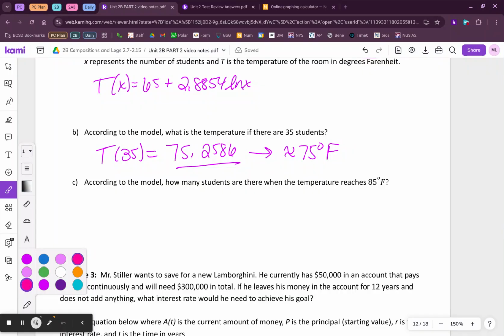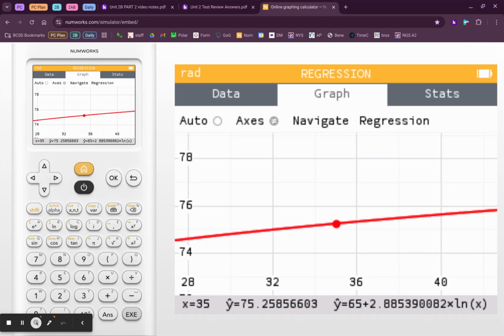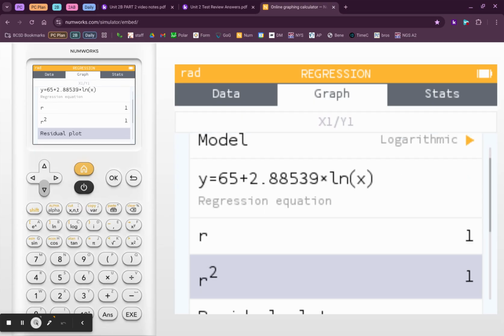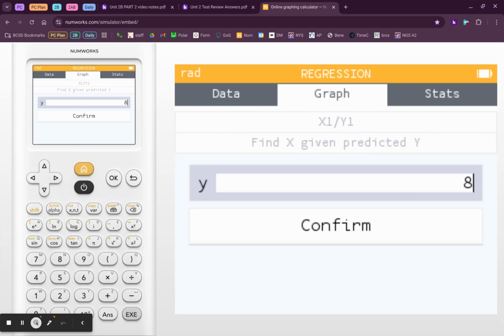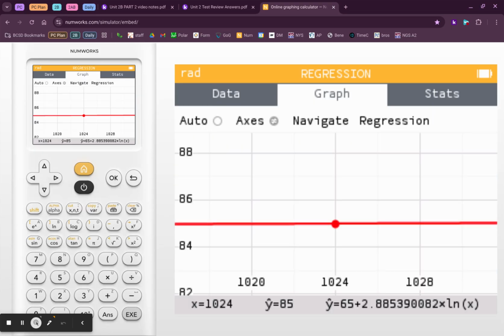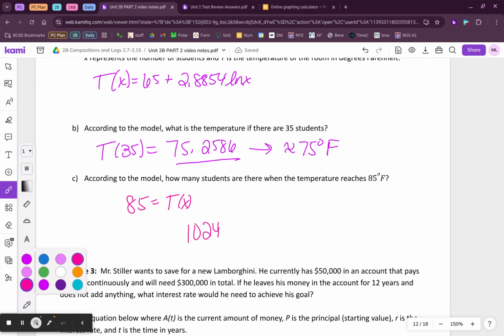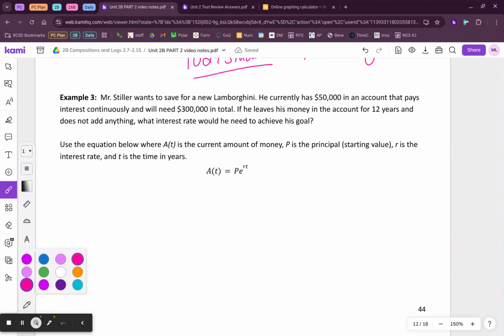And then according to the model, how many students are there if the temperature reaches 85? So that's your Y now. And find your X. Whew, 1,024. That is way too many. We don't want that many in our class.